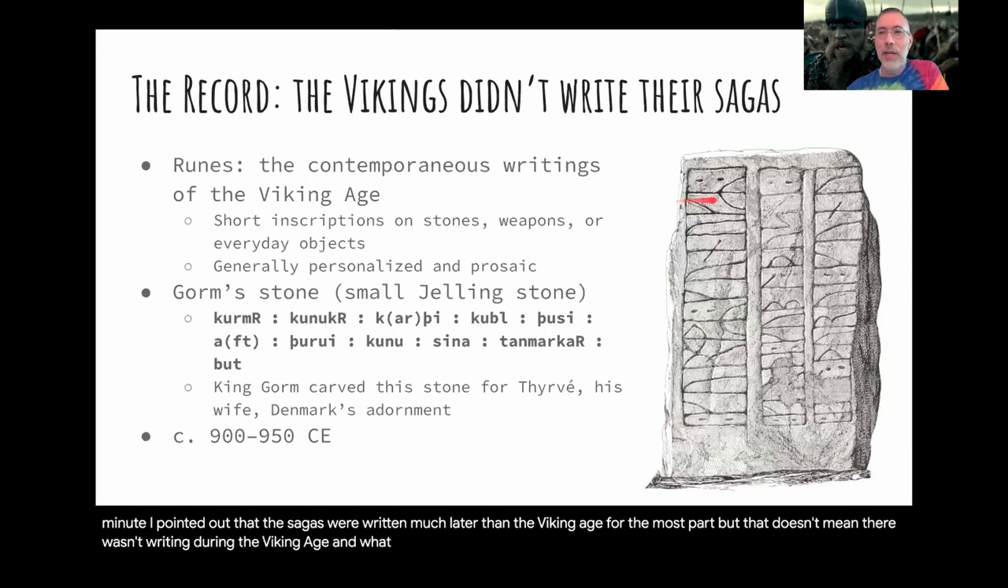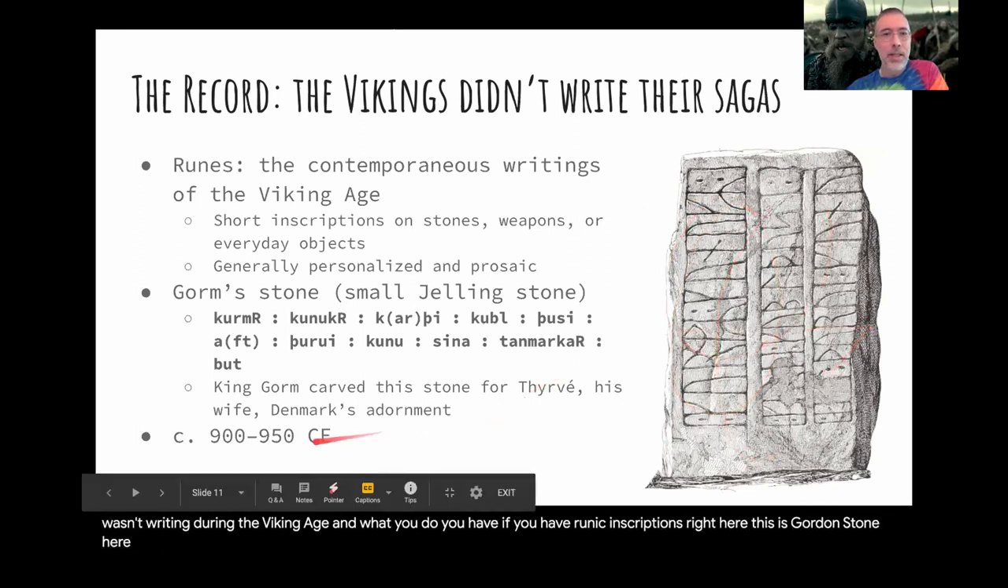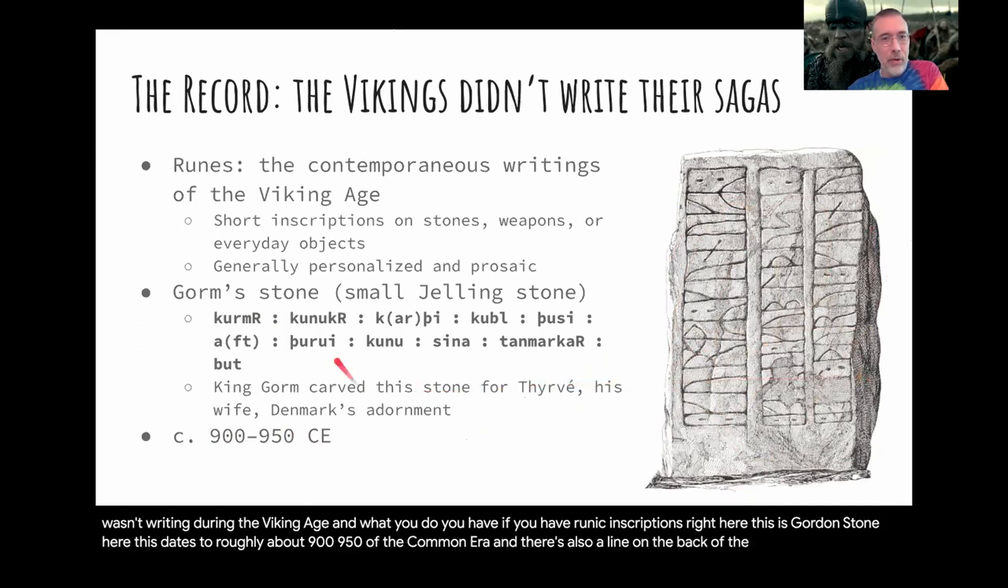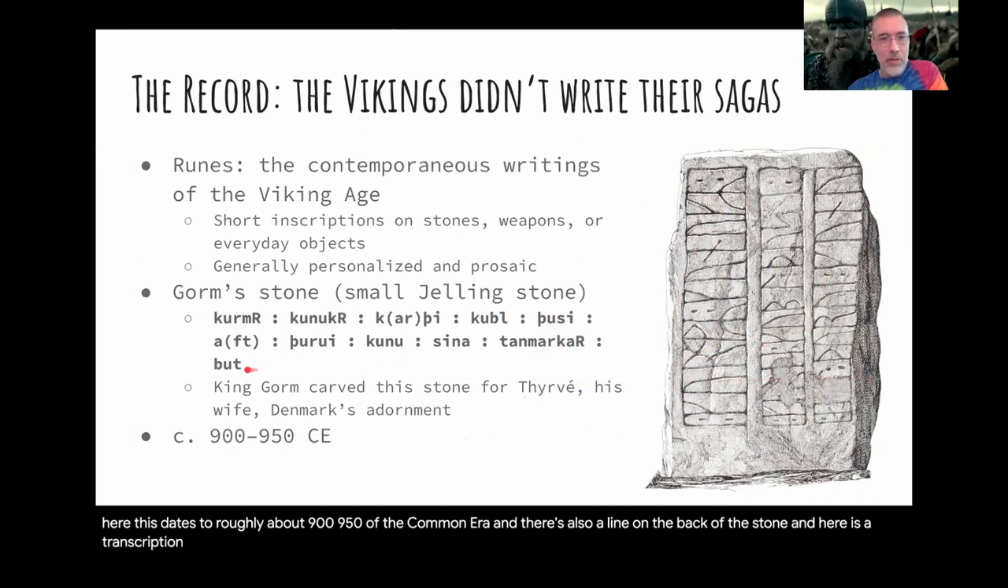And what you do have is you have runic inscriptions, right? And this is Gormstone here. This dates to roughly about 900 to 950 of the Common Era. And there's also a line on the back of this stone. And here is a transcription of this inscription here, right? One letter for each rune here. It starts here. So this is Urmr, and here are the two dots there that you see there. So this is King Gorm carved this stone for Thurday, his wife, Denmark's adornment.